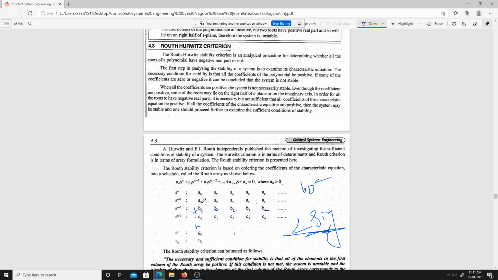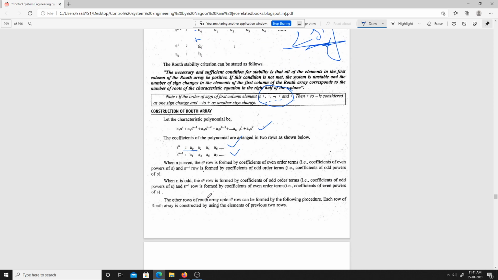So a1 into a2 minus a3 into a0 by a1. For finding out b1, this we are not considering, only this one and this one. For b1, a1 into a4 minus a5 into a0 by a1, like that.